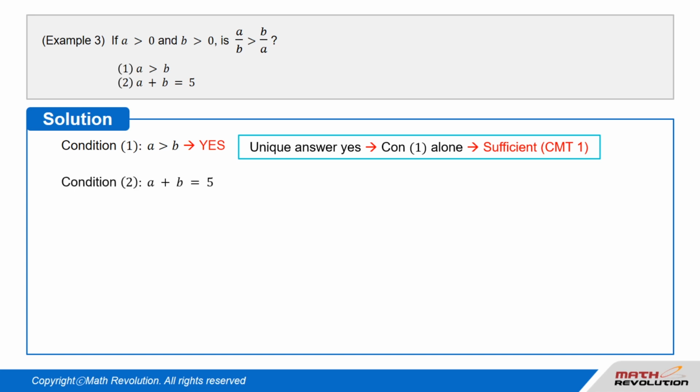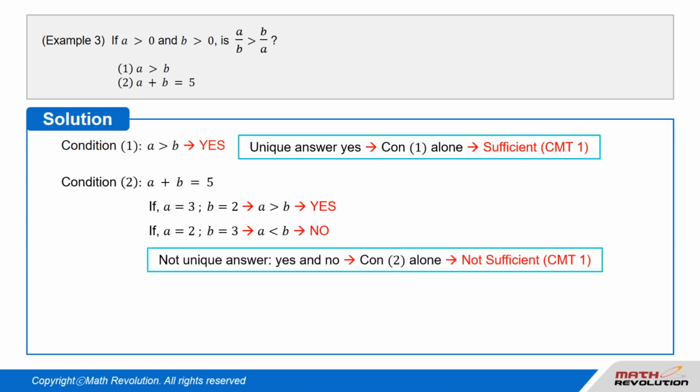Condition 2 does not give us any unique value from a plus b equals 5. For example, if a equals 3 and b equals 2, a equals 3, which is greater than b equals 2. We get yes. But if a equals 2 and b equals 3, a equals 2, which is less than b equals 3, we get no. The answer is not unique. So, the condition is not sufficient by CMT1, which means that you get both yes and no as the answer.